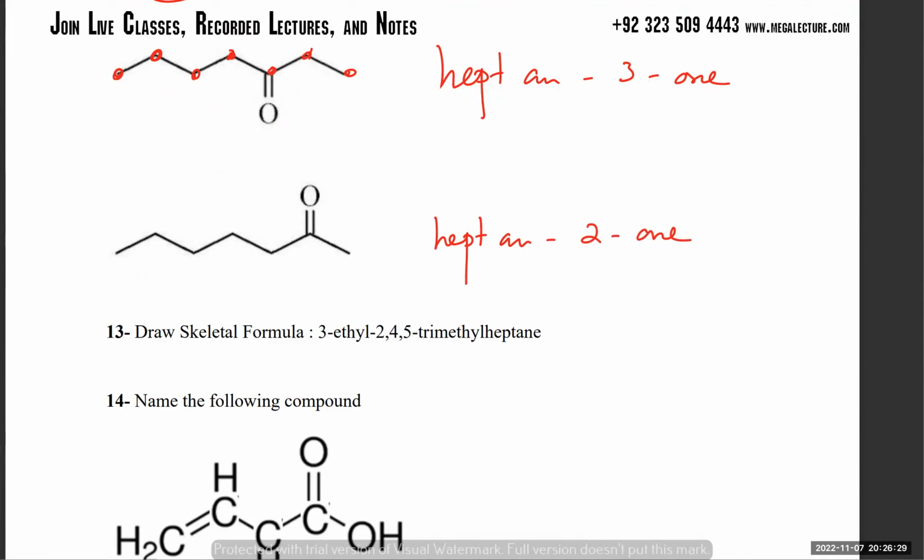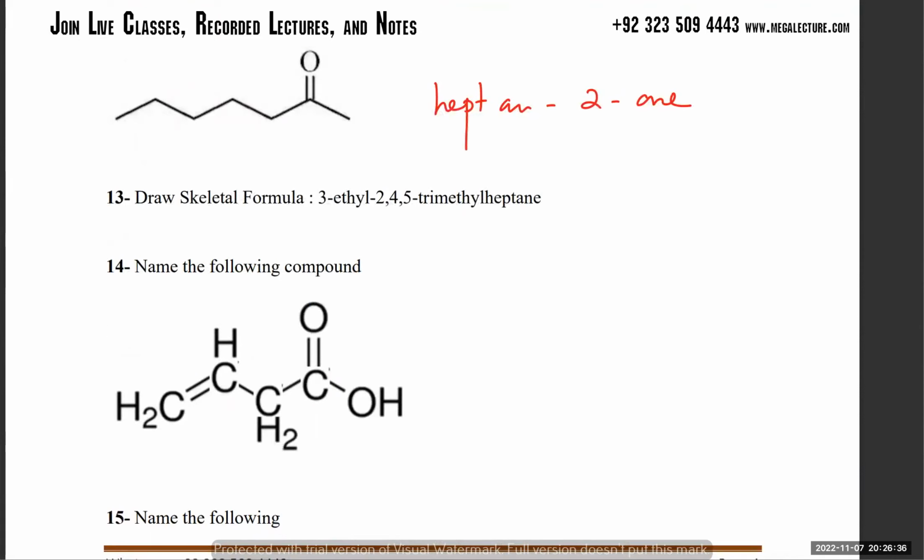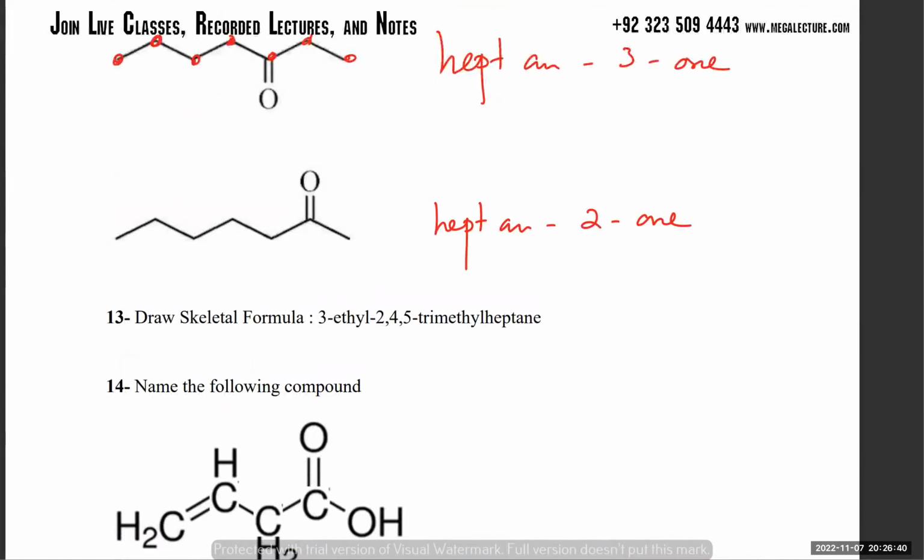Remember, if the double bond O was right at the end, it would have been an aldehyde. So instead of -on, it would be -al, heptanal, right? Now this one. But sir, for aldehydes we don't write the H connected to the C, sir.